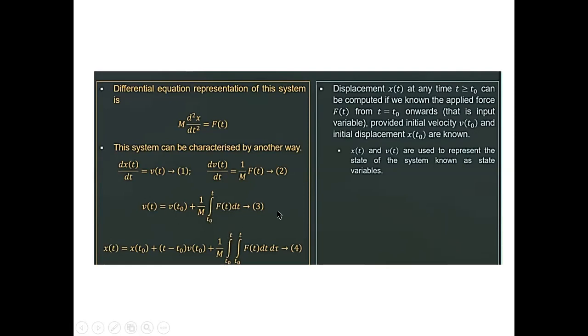Any displacement can be computed if the applied force f of t is known for t0 onwards, and provided the initial velocity and initial displacement are known. So x of t and v of t are used to represent the state of the system at t equals t0. So they are called the state variables.